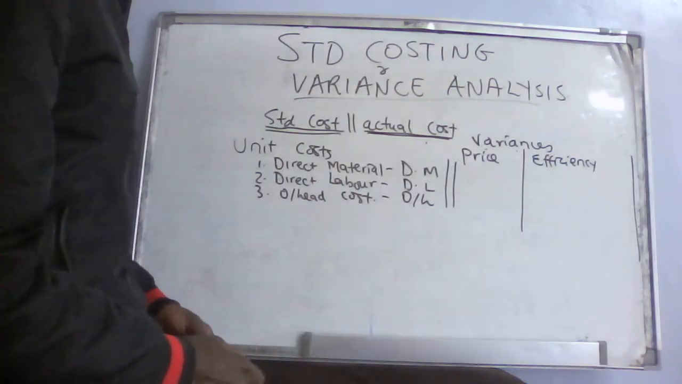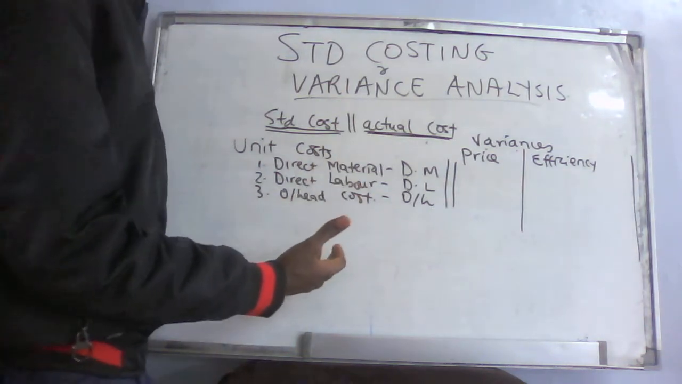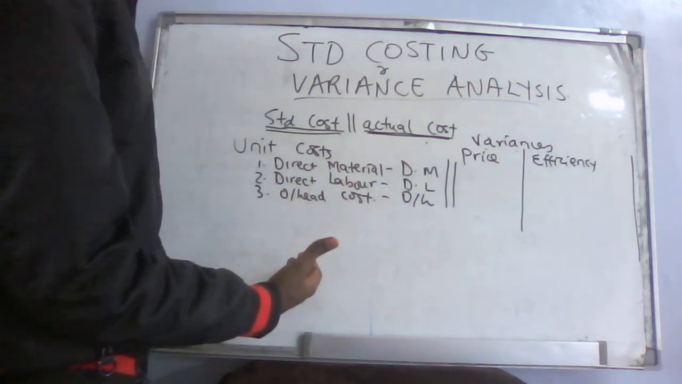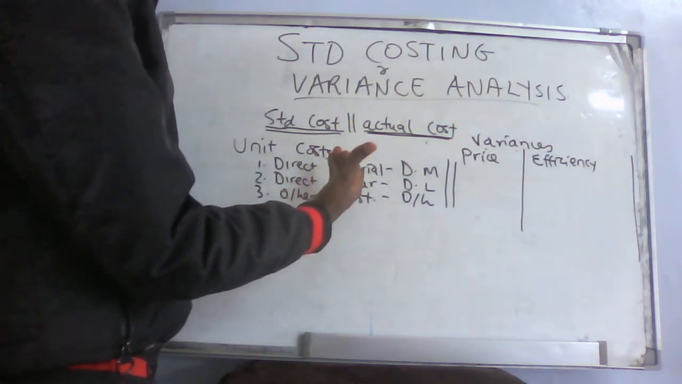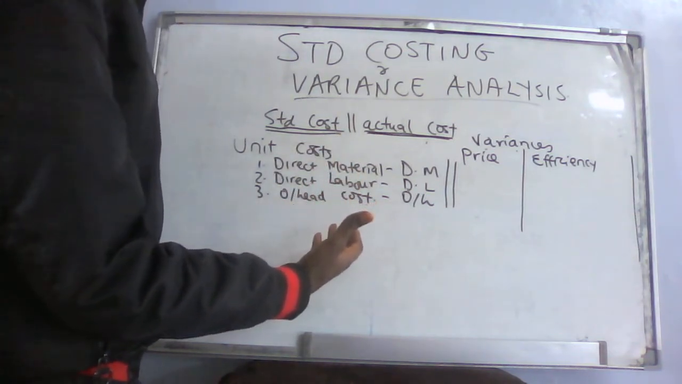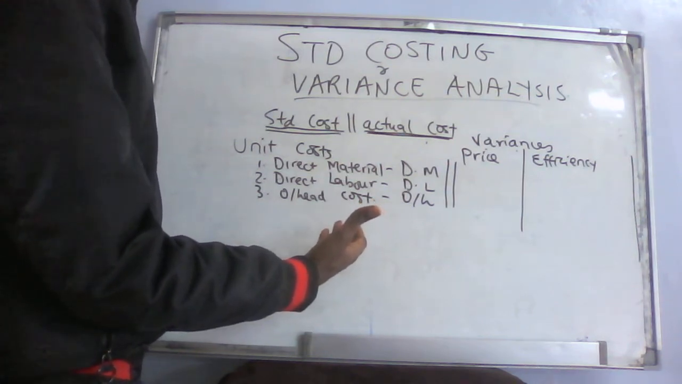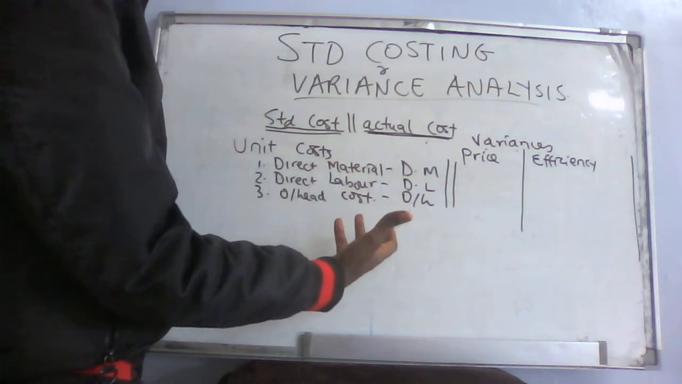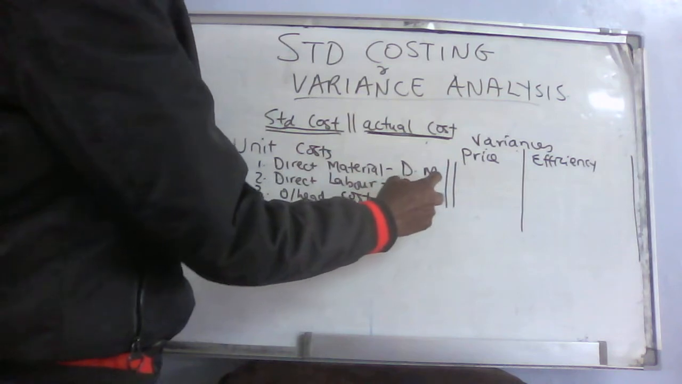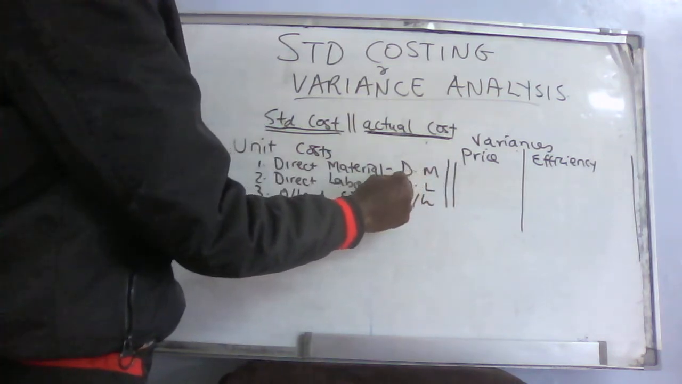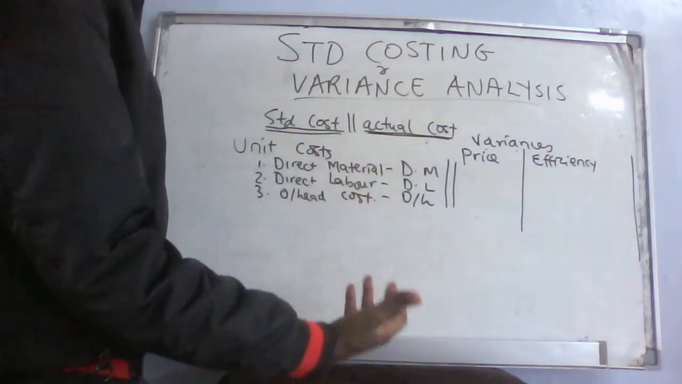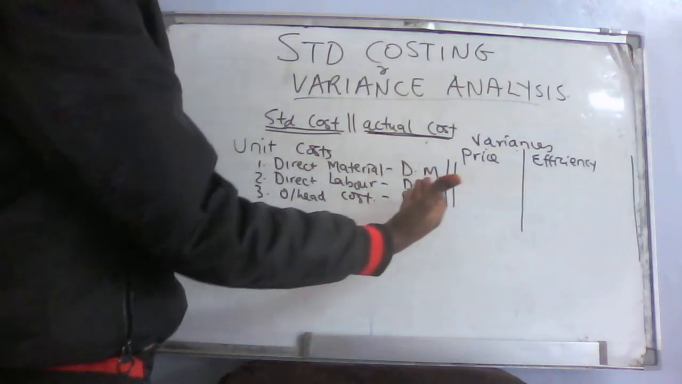So suppose that we are looking at direct materials. We want to make bread. We had estimated based on experience that we would spend like 10 kilograms for a unit of bread at a price of 10 shillings. So that we will compare with what we actually spent. If we now spent, instead of 10 kilograms, 12 kilograms, we will do a variance analysis.